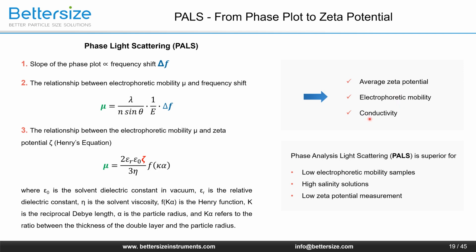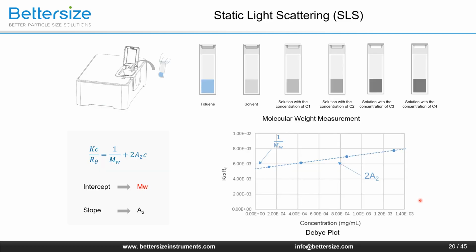What are the advantages of PALS? It can reduce the influence of Brownian motion of particles on the results, thereby providing higher statistical accuracy. In various applications, PALS can effectively measure the zeta potential of particles with very slow electrophoretic mobility at a high salt concentration. Another important technology of the BeNano that I want to mention is static light scattering.